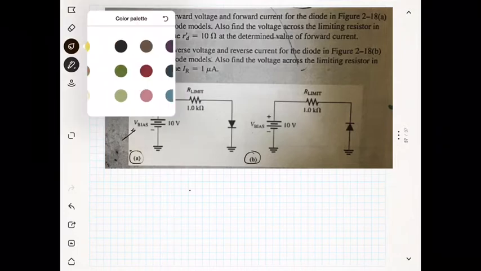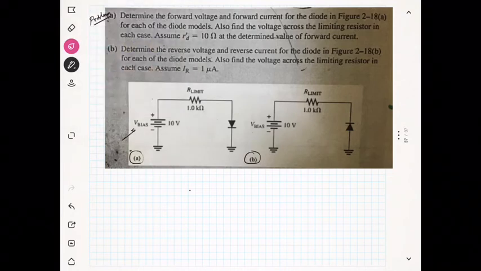Okay, and the question is to find the current. So you can read the question carefully, that is to find the current. You can see that this is the positive of the battery and this is the negative of the battery, and this is the p-type semiconductor and this is the n-type semiconductor.